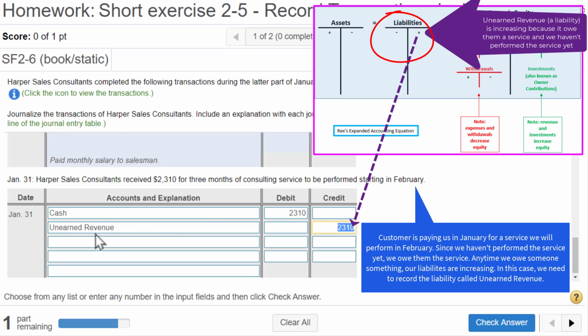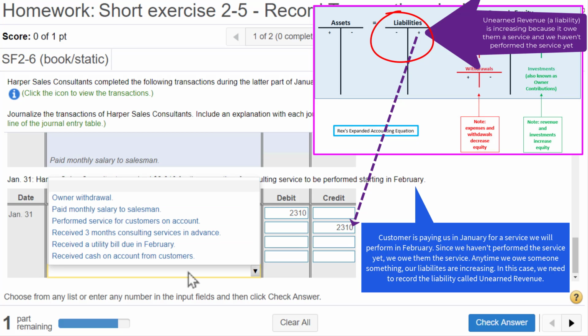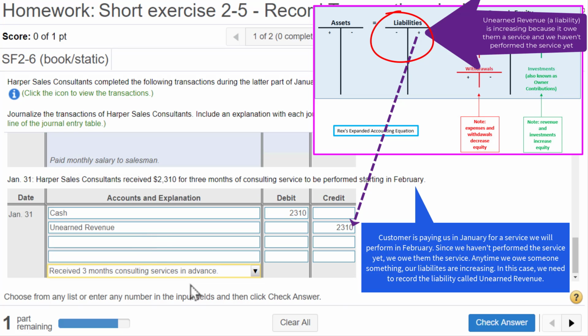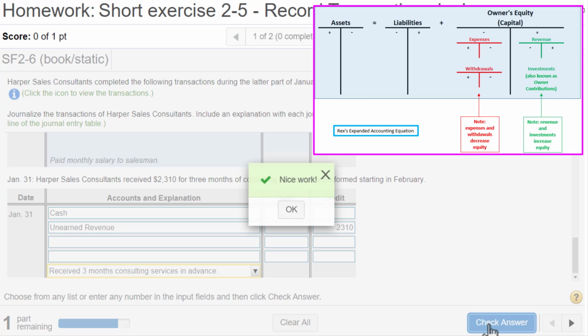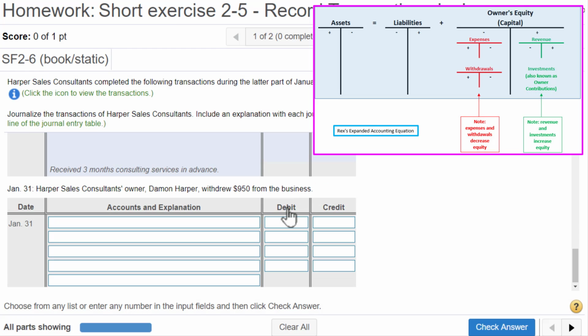So then we look at our accounting grid, and liabilities increase on the credit side. And of course, we have more liability now. It's increasing. So that's why we're crediting this liability. And then the explanation is received 3 months consulting services in advance. So remember, if you ever get paid for something, and you have not given them the product or service yet, that is a liability, and that's called unearned revenue.